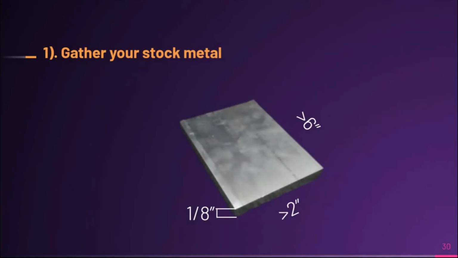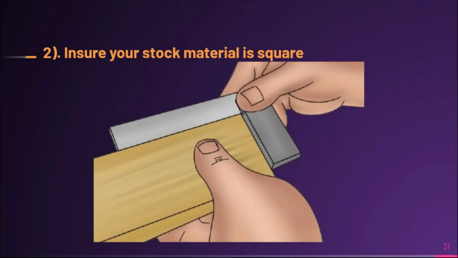Now that you've made sure your environment is safe, let's get to actually making our part. The first thing you'll want to do is gather stock material. The stock must be at least 6 inches in length and 2 inches in width, and close to 1/8 of an inch in thickness. Now that you have your material, you'll want to make sure that the material is square. If not, you might need to file down the material to get it to become exactly square.